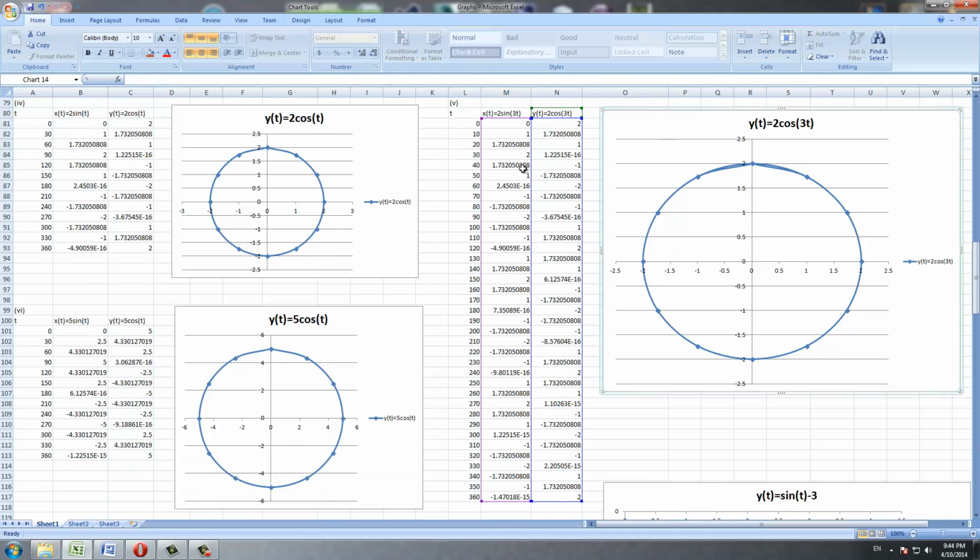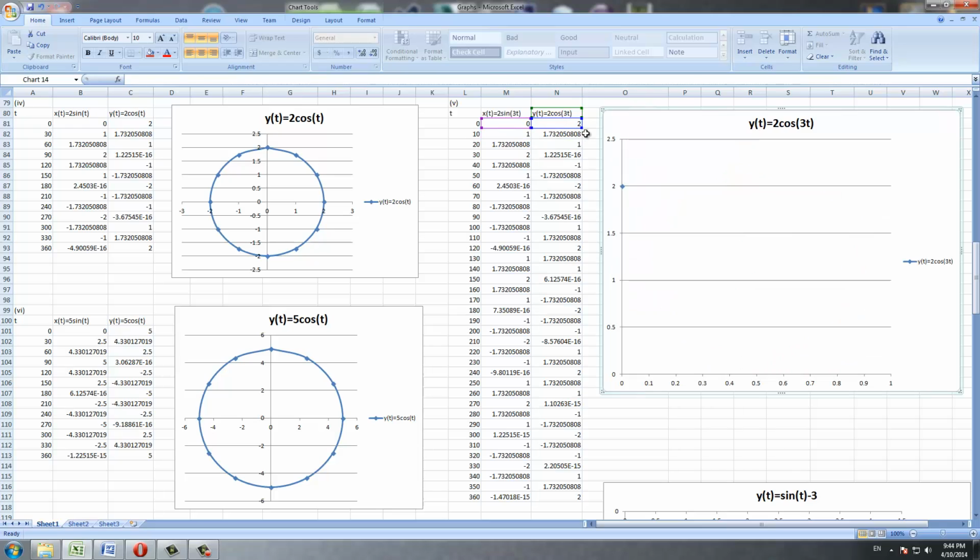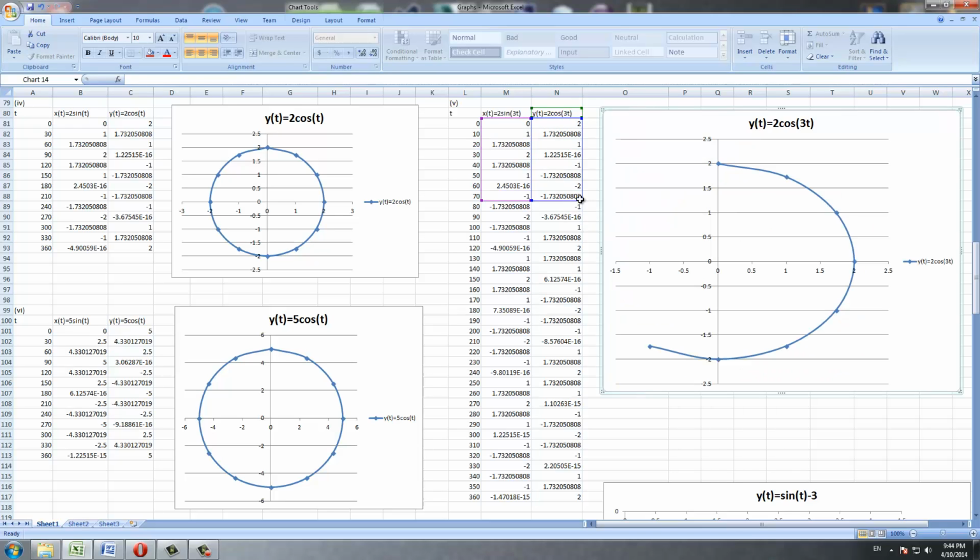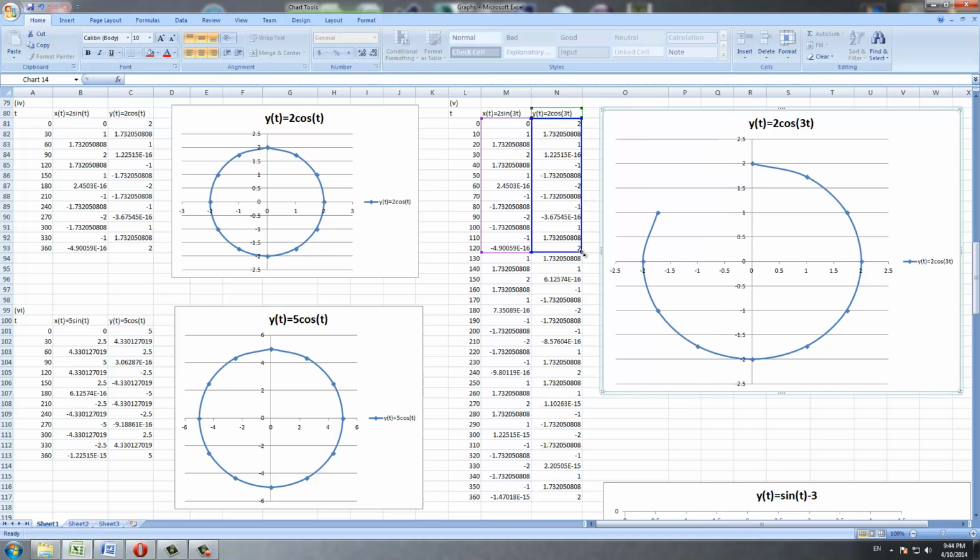So for example, I have 360 again, but this time it's 3 times t. If I go from the beginning, I start, and as you can see, I will create the first circle, and then you cannot really see the movement, but you can see a little bit how it goes around again. So this will create basically 3 circles in the time.